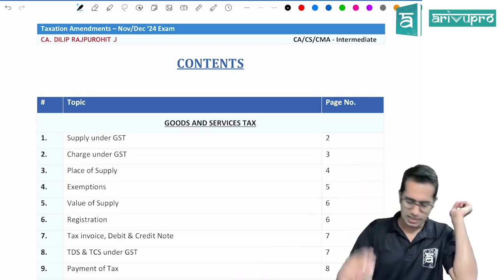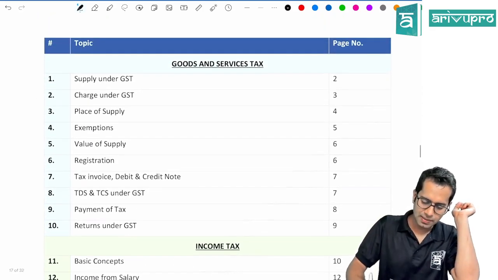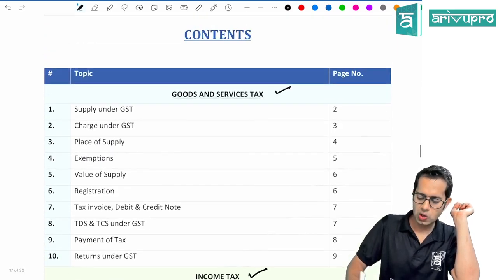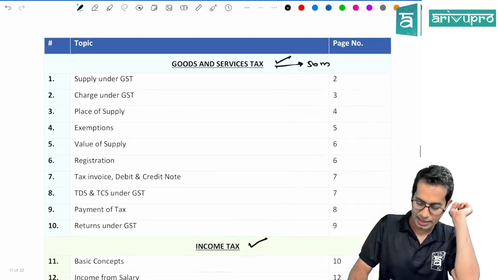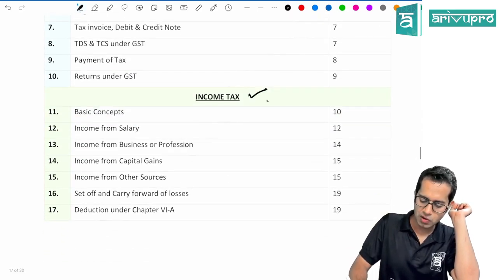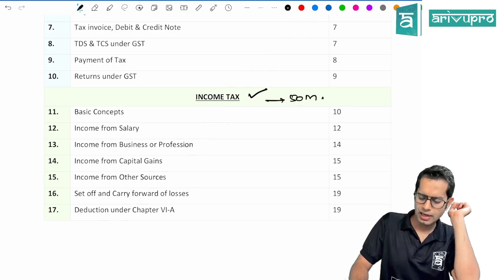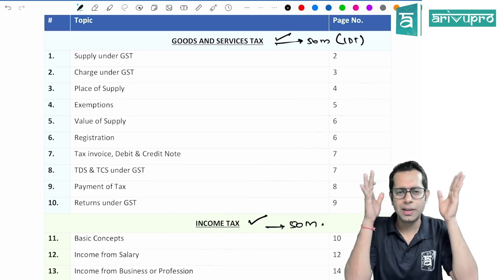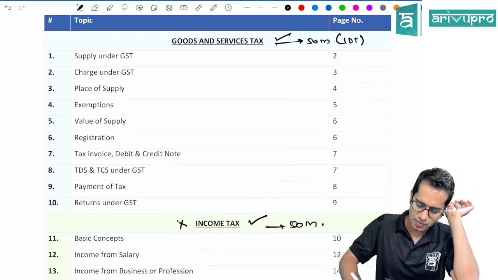Now, amendments are there under GST law as well as income tax law. As you all know, your question paper contains 50 marks of indirect taxes, and your question paper will contain 50 marks of direct taxes. Now, if you ask me, where are the major amendments which are there? The major amendments are there under income tax law.